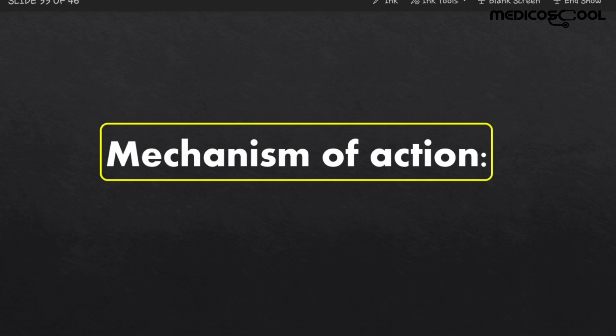So in order to learn the mechanism of action, let's jump to the blank screen. For example, we have two neuron endings. It is the presynaptic neuron ending, and it is postsynaptic. The presynaptic neuron ending contains vesicles. These are vesicles containing the neurotransmitter, and the postsynaptic side has receptors for these neurotransmitters to act upon, and this is the synaptic cleft.